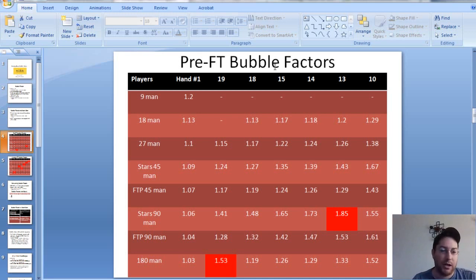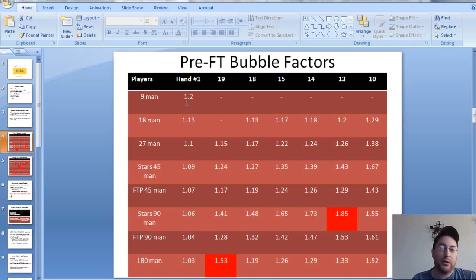Same concepts will apply. So as you'll see here in the first column, we've got hand number 1. So right when you start the first hand of your game, how much ICM do we need to take into consideration? In a 9-man, your ratio is 1.2. So if you were to go all in the first hand, it would suck 1.2 times as much to lose that hand than it would be to win that hand.